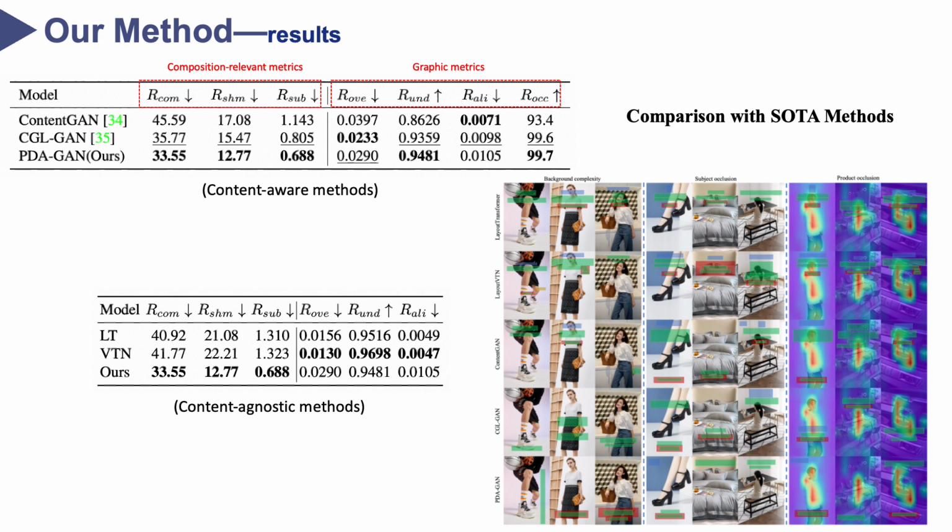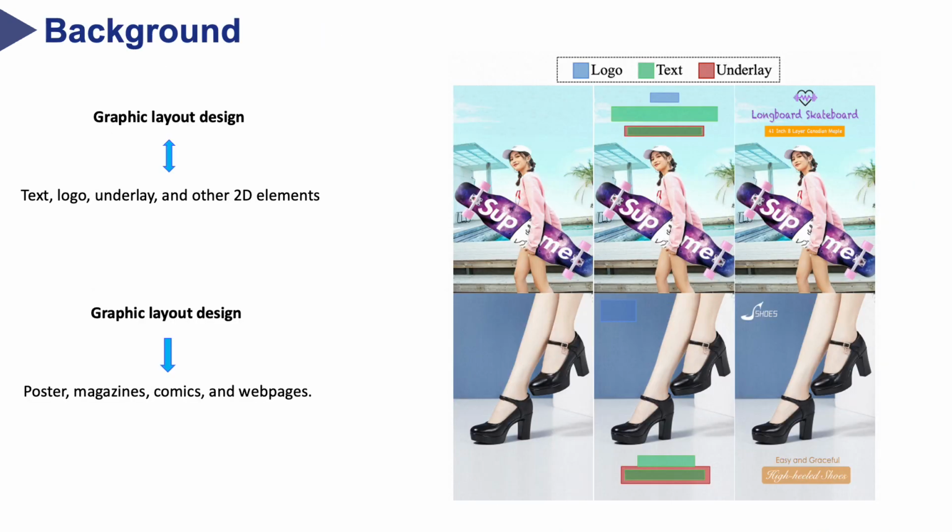Next, we will provide a detailed introduction to our work from 4 aspects: background, related work, our method, and future work. Graphic layout design, which involves arranging text, logo, underline, and other 2D elements, is an essential component for various multimedia, such as posters and magazines. An advertising poster design with a high-quality layout is not only pleasing, but also communicates information clearly.